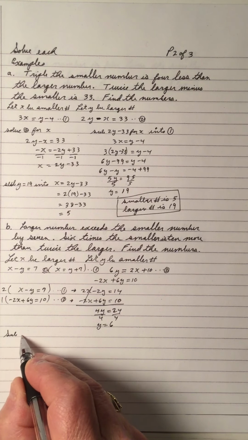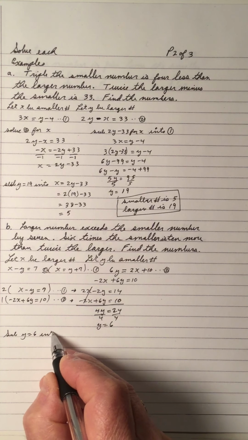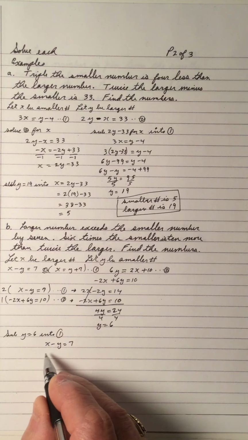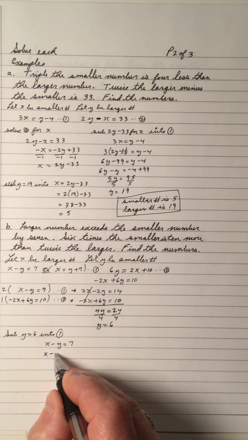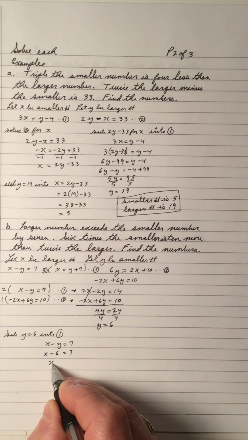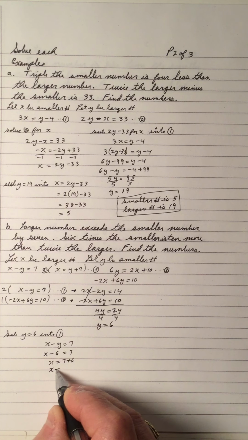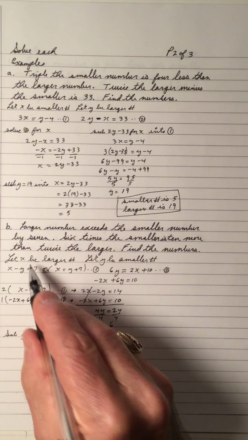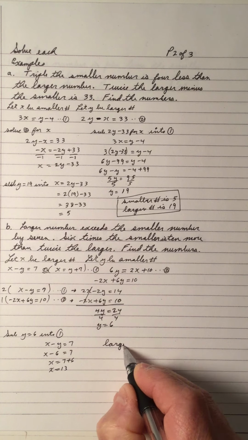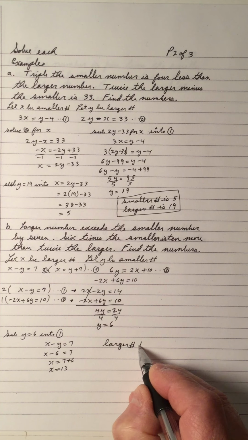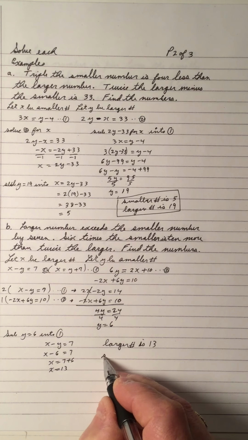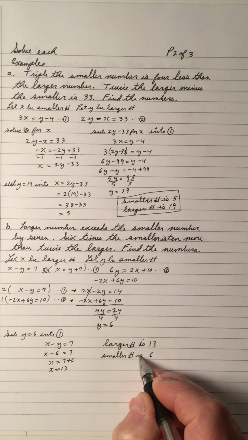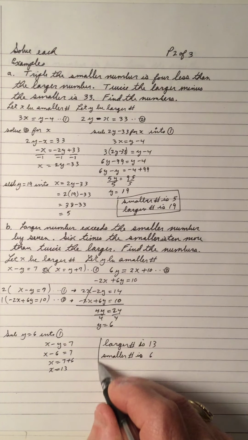So I'm going to sub y equals 6 into number 1. So write down number 1, and I'm going to put 6 in the place of y. So x minus 6 equals 7. X equals 7 plus 6, so x is 13. So the two numbers are 6, and I said x is the larger, so the larger number is 13, and the smaller number is 6. And this is the answer.